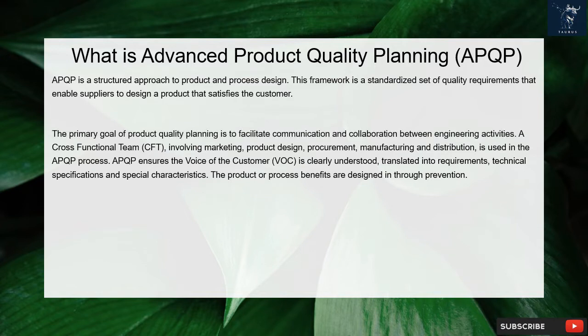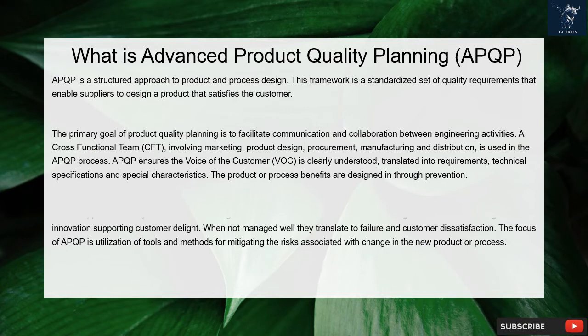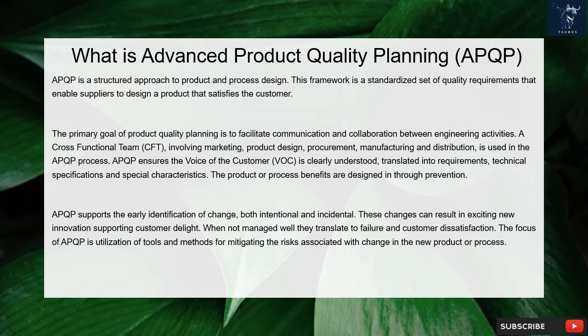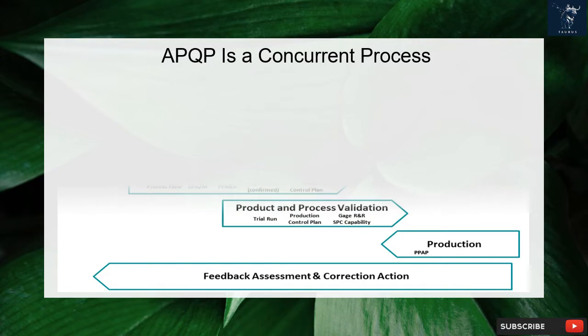The product or process benefits are designed in through prevention. APQP supports the early identification of change, both intentional and incidental. These changes can result in exciting new innovations supporting customer delight. When not managed well, they translate to failure and customer dissatisfaction. The focus of APQP is utilization of tools and methods for mitigating the risks associated with change in the new product or process. APQP is a concurrent process.